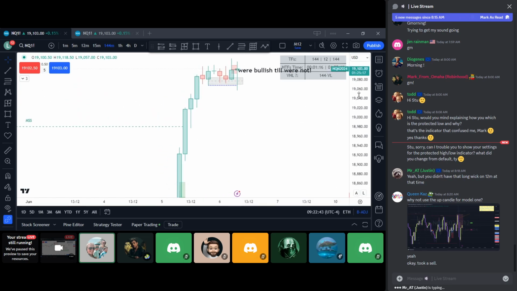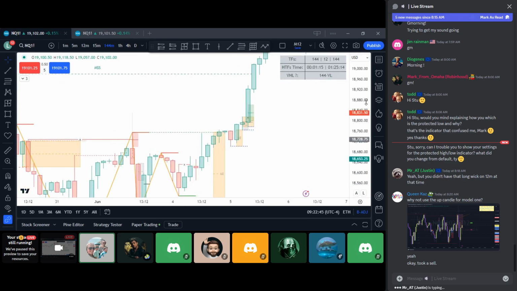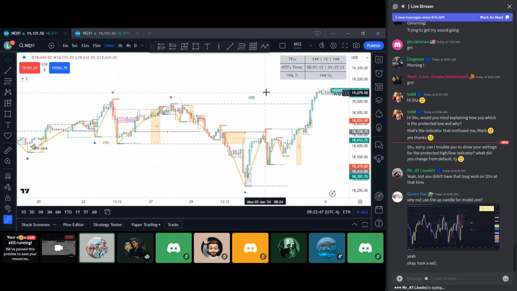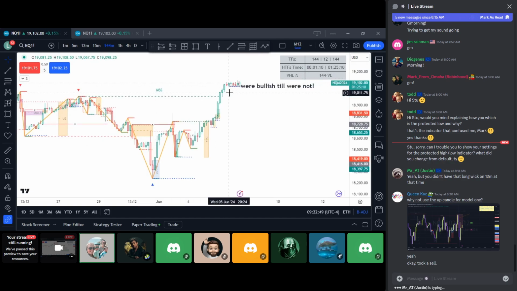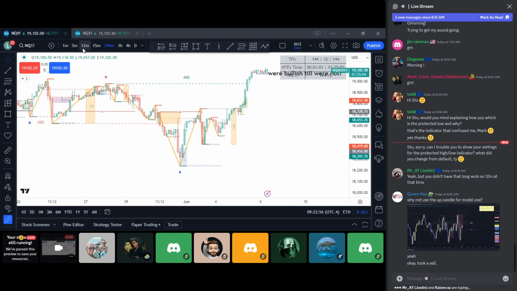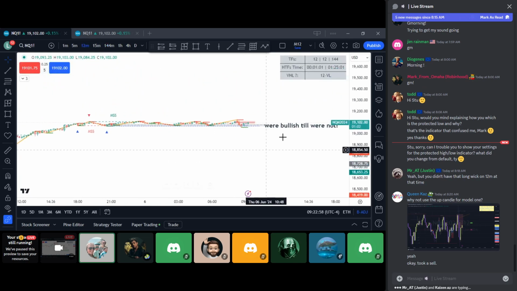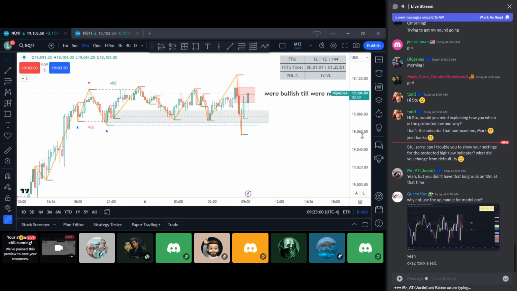So even though the 144 gives me a good directional analysis on what we're doing on a higher time frame, on the macro, I'm looking for a fraction of one of these candles. Right. Okay. Good to know. I primarily stick with the 12 and the 1. Okay.